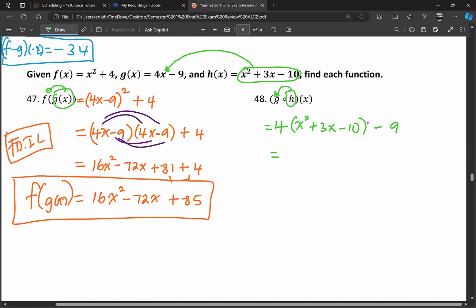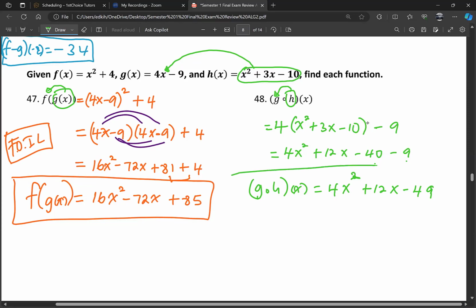So let's distribute the 4. This becomes 4x squared plus 12x minus 40 minus 9. We do have like terms. So g of h of x equals 4x squared plus 12x minus 49, because those two combined give you a negative 49. And that's the answer, folks.